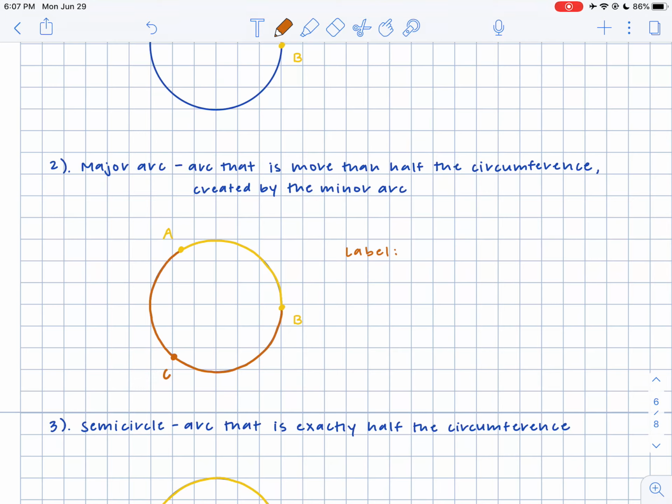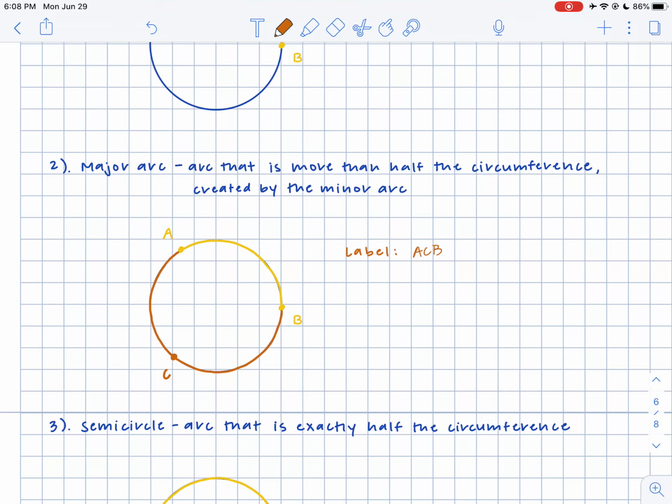And what is half? Remember, half is 180 degrees, so it's going to be more than 180 degrees. So that's why we say it's more than half the circumference, because it covers more than half the circle, and it's created by the minor arc because the minor arc is less than half of the circle.